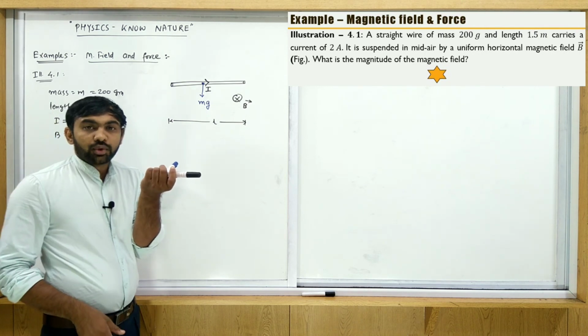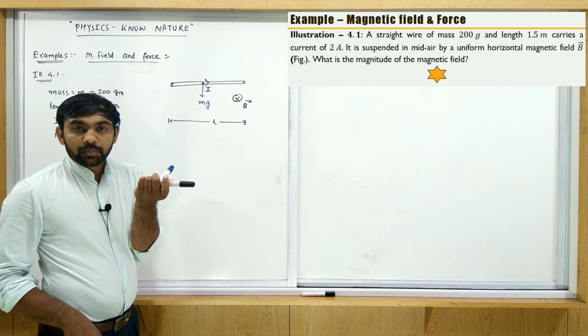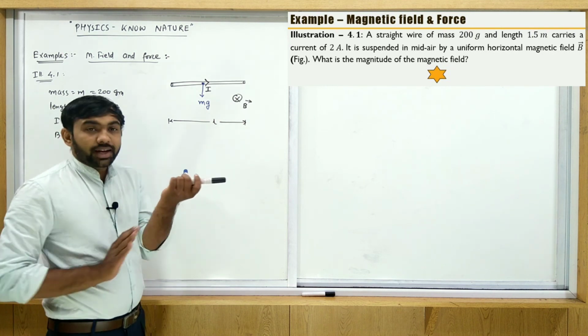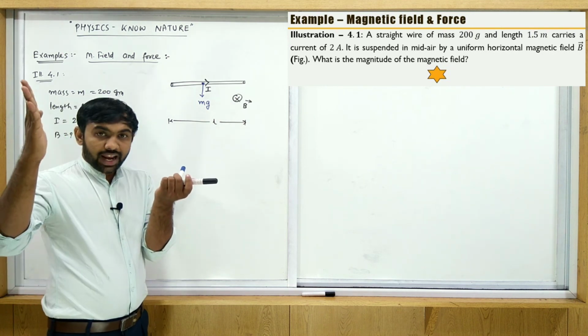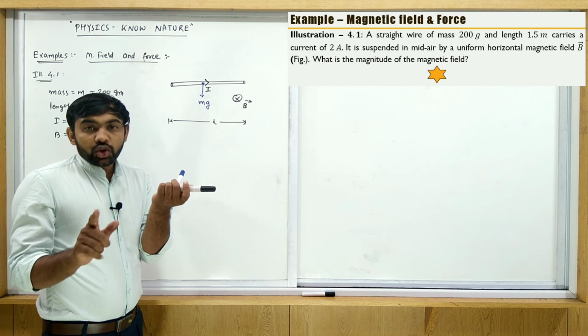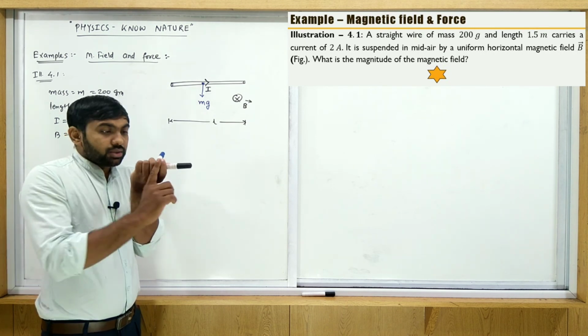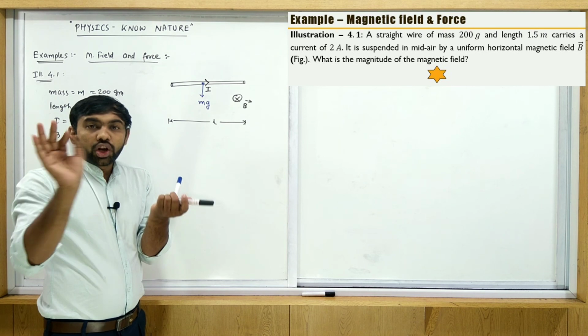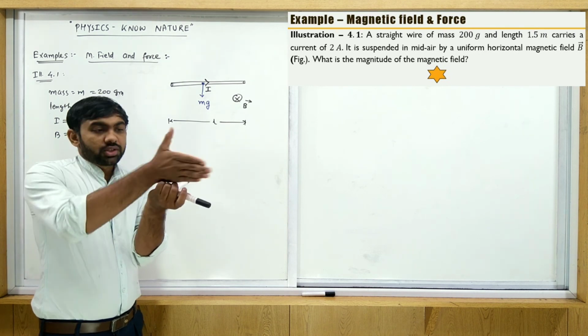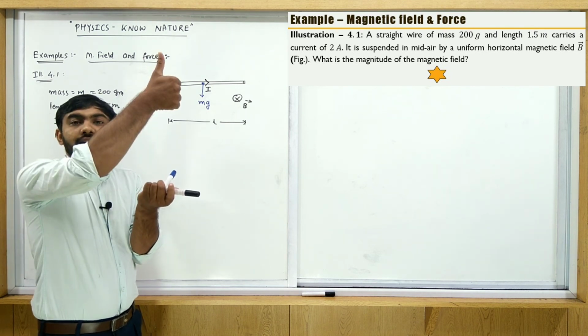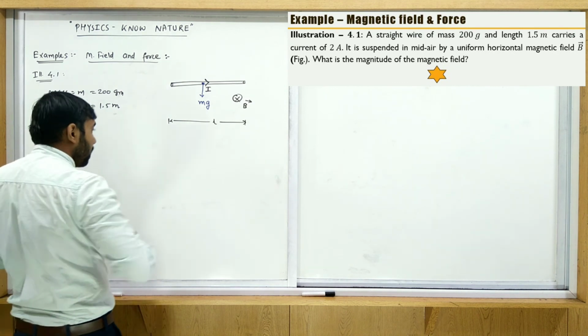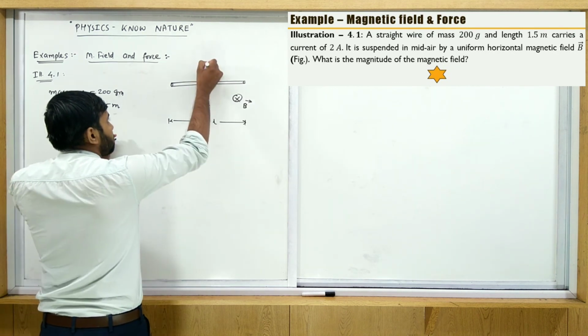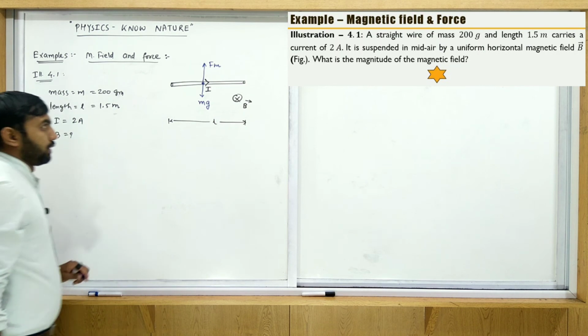Okay, so what is the force? IdL cross B means IL into B. So what is the direction of magnetic force here? First use the right hand thumb rule. Arrange your right hand parallel to the IL. So this is IL, parallel to IL. Curl your fingers towards the B. So curl the fingers like this. This is the upward direction. So here in this situation, this mg is balanced by Fm.